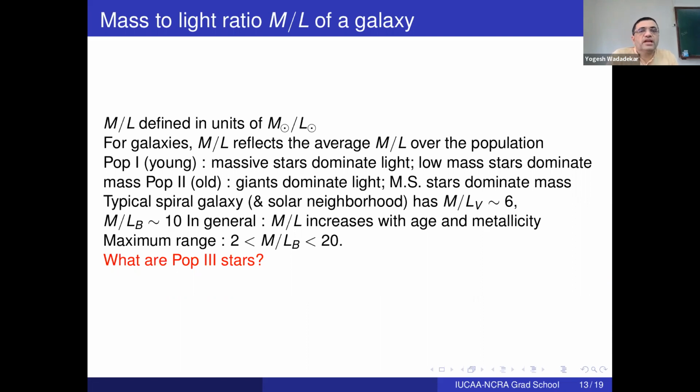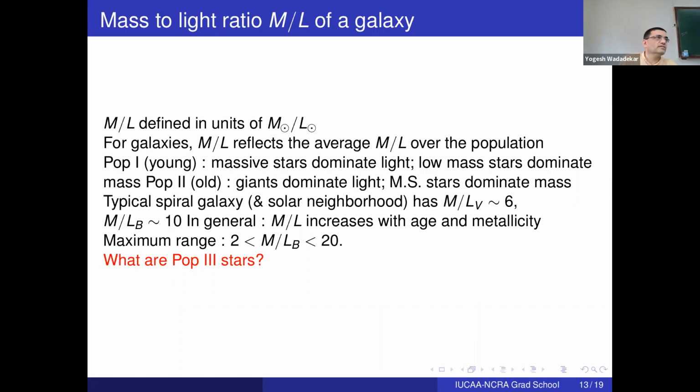In general, mass to light ratio increases with age and metallicity. Why it increases with metallicity is a question that I will answer in one of the future lectures, when we try to understand how the metallicity changes the luminosity of individual stars of a given mass. But given all this, the maximum range that you can have for the mass to light ratio of a galaxy is only between 2 and 20 if you use the V band.